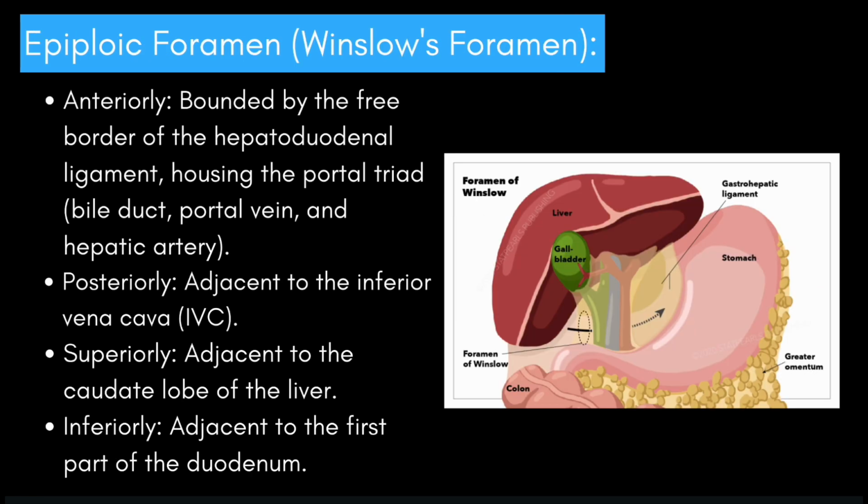Next, I'd like to talk about the epiploic foramen, also known as Winslow's foramen. Anteriorly, it is bounded by the free border of the hepatoduodenal ligament housing the portal triad, known as the bile duct, portal vein, and hepatic artery. Posteriorly, adjacent to the inferior vena cava. Superiorly, it is adjacent to the caudate lobe of the liver. Inferiorly, it is adjacent to the first part of the duodenum. We'll be going into more detail about this in the GI review series, so keep this in mind as you're reviewing through the material. Let's go ahead and move on to the questions.